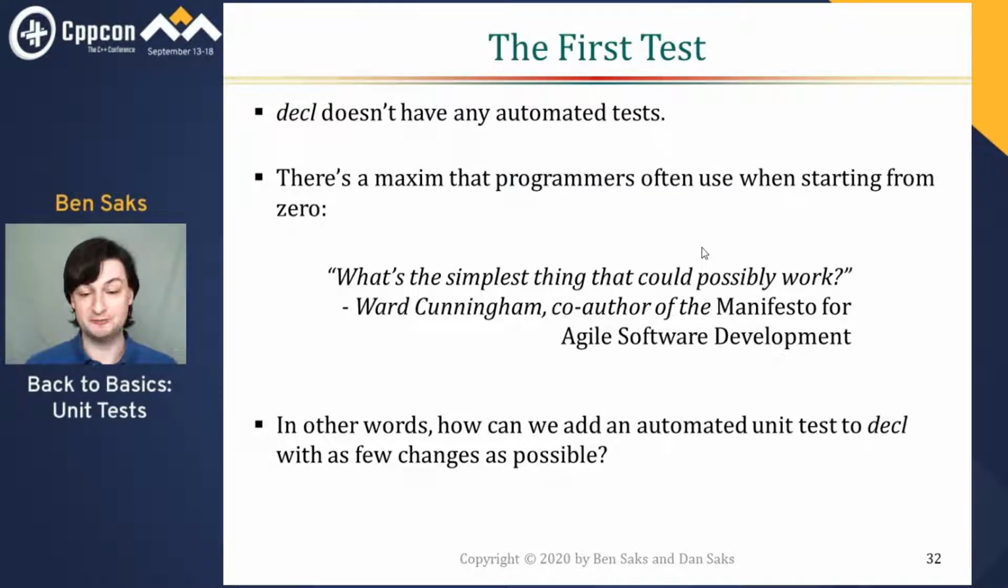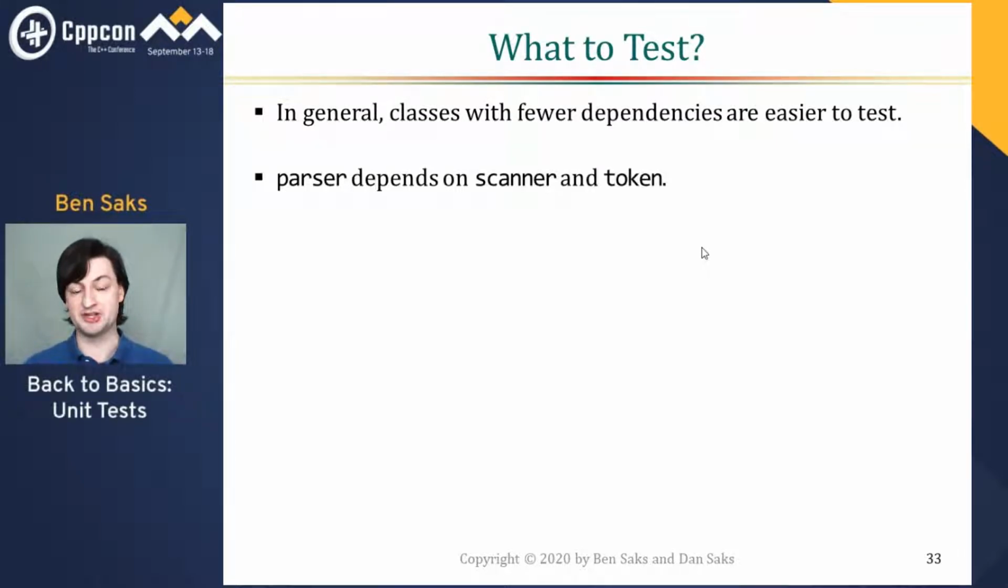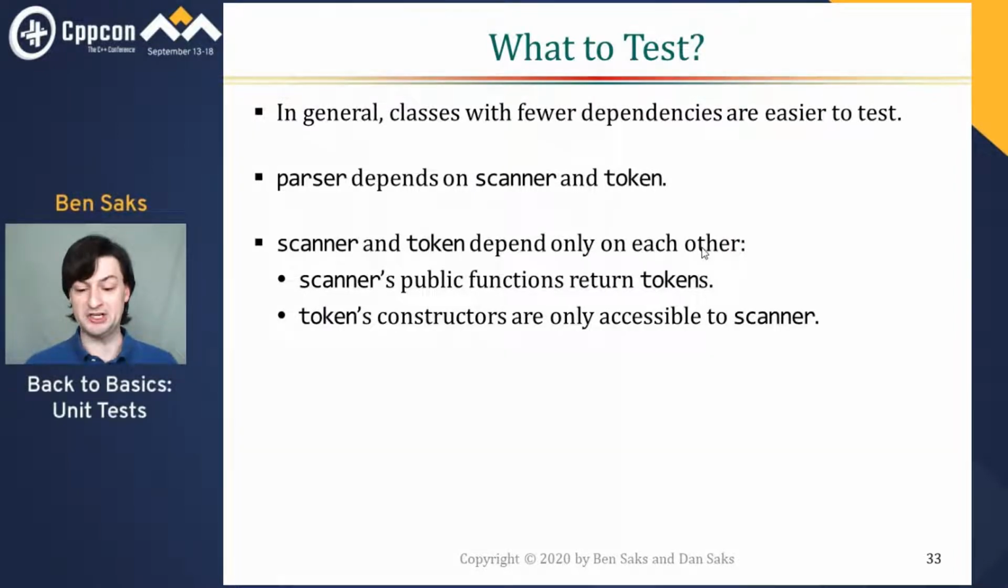Okay, so how can we add an automated unit test to Decal as simply as possible? In general, the classes with fewer dependencies are easier to test. The parser here depends on both scanner and token. Scanner and token depend on each other, but neither one of them knows about the parser. Scanner's public functions are designed to return tokens, and tokens can really only be created by the scanner. So they're designed to work together.